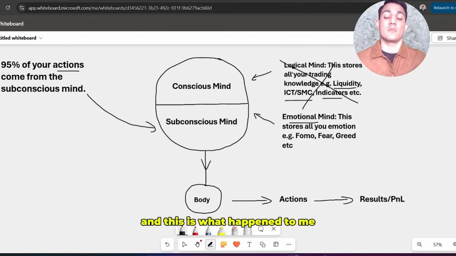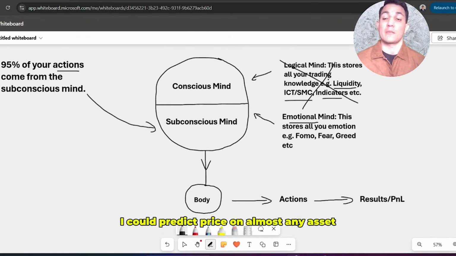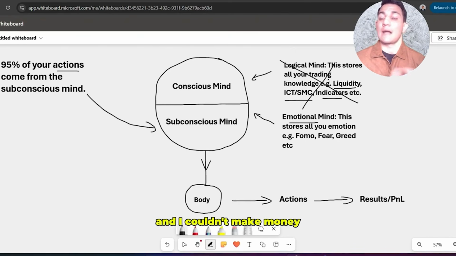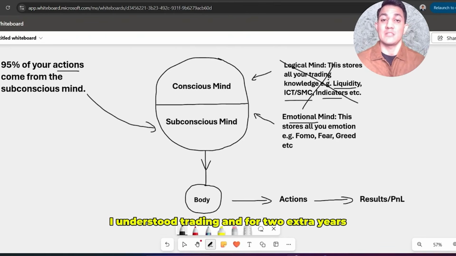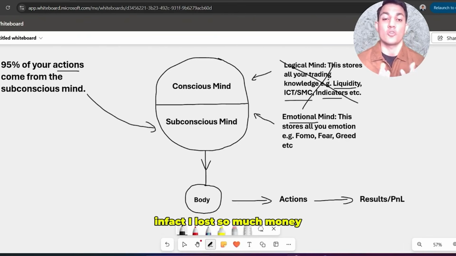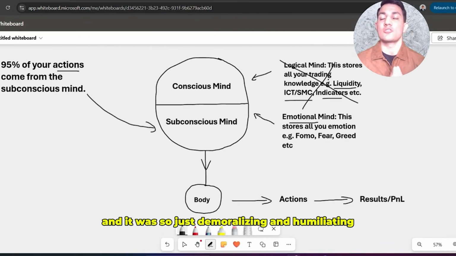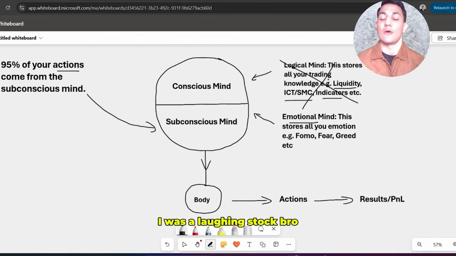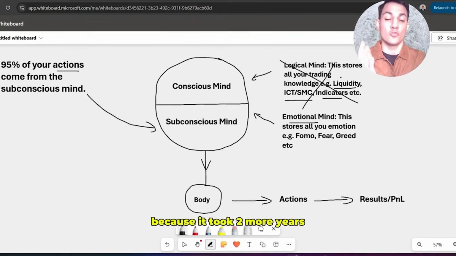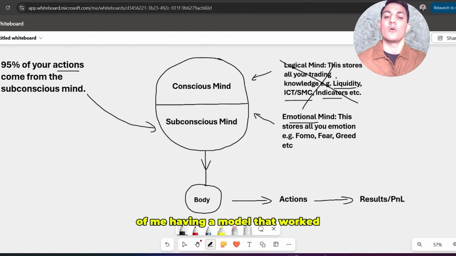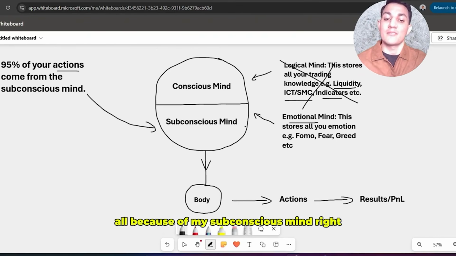And this is what happened to me. Within 2 years of trading, I had mastered technical analysis. I knew everything about liquidity. I could predict price on almost any asset, and I couldn't make money. I could not make money for 2 years. In fact, I lost so much money, and it was so demoralizing and humiliating because I knew so much and I couldn't make money, and I was a laughing stock from all my mates because I was the most wise, knowledgeable, broke guy you'd ever met. And I don't want that for you, because it took 2 more years of me having a model that worked but not making money, all because of my subconscious mind.